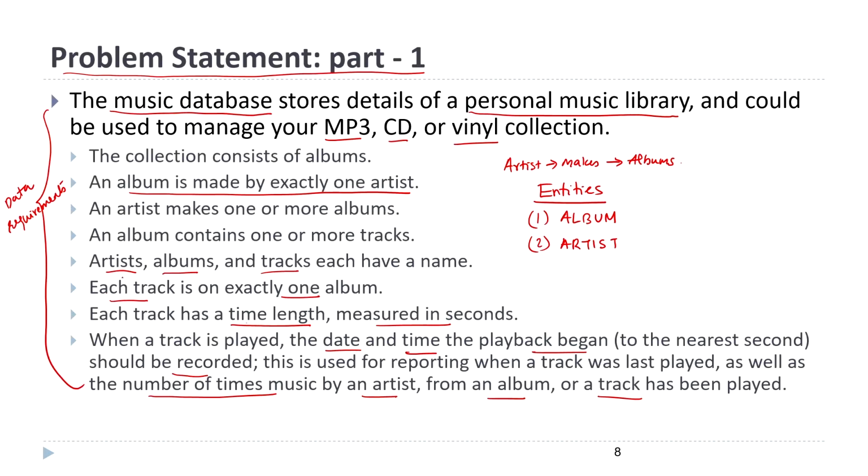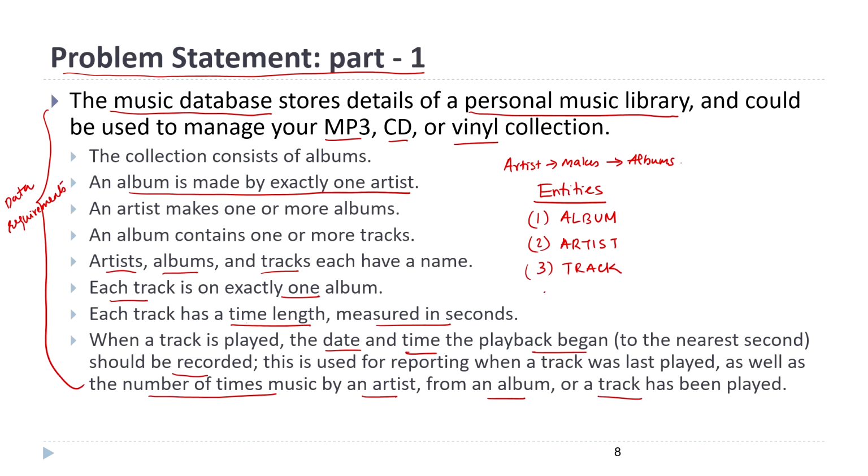And then we said an album contains one or more tracks, and artist, album and track have a name. So, the third entity we can think about is the track. This is the third entity that comes out of it. And each track is exactly in one album. So, track and album is the relationship as part of it, and each track has a time length measured in seconds. So, when a track is played, the date and time the playback began need to be recorded. So, you have to keep track of that.